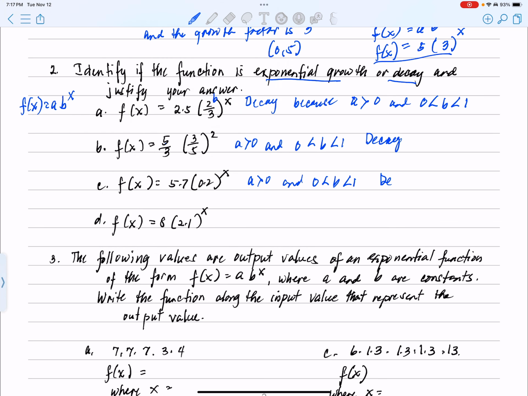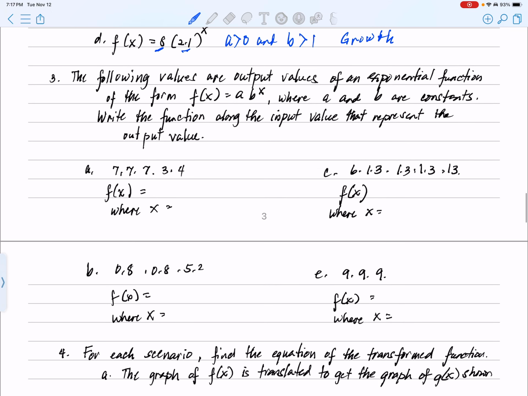All right. A here is greater than 0, but the b is also greater than 1, right? So when this happens, a greater than 0 and b greater than 1, then this is a growth, exponential growth. We're just trying to identify whether it's decay or growth.